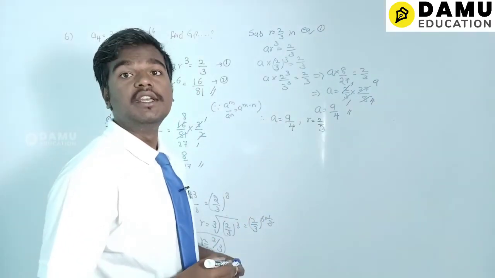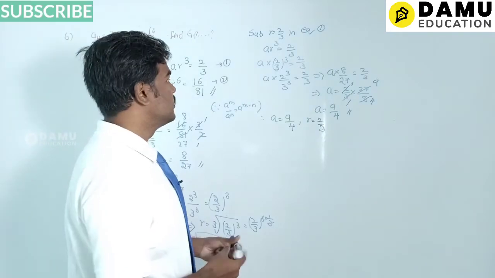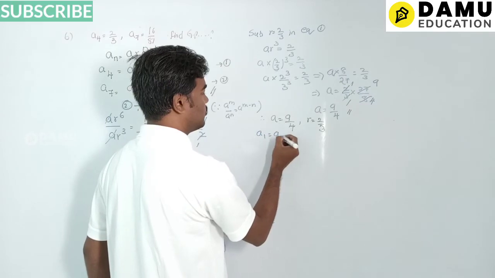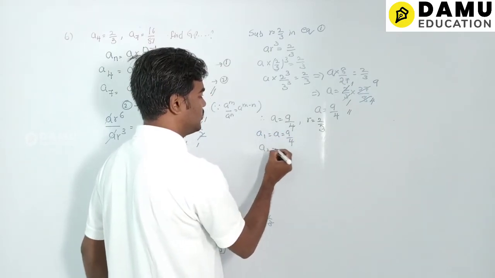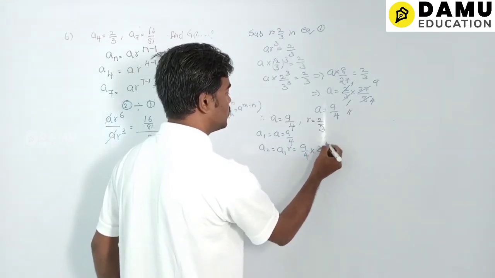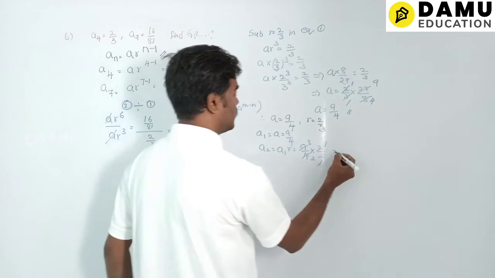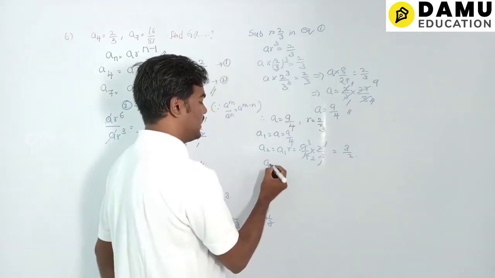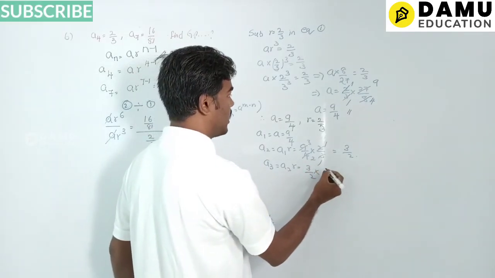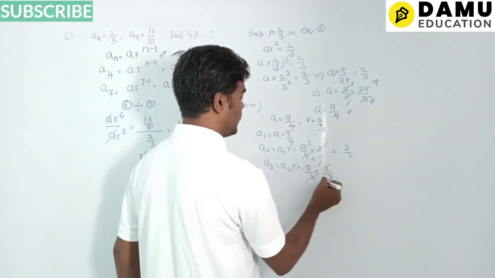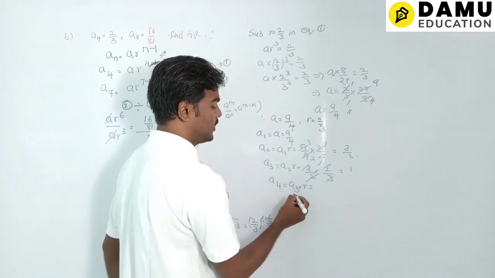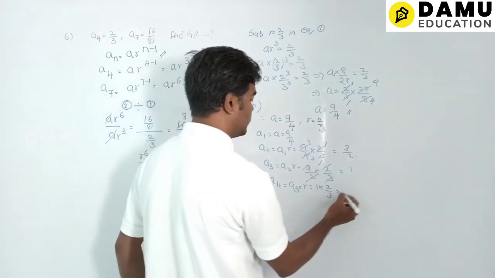Now what do we have to find? We need to find the GP. a1 will be equal to a, which is 9 by 4. Then a2 is a1 into r, 9 by 4 into 2 by 3, which equals 3 by 2. Then a3 is a2 into r, 3 by 2 into 2 by 3, which is 1. Then a4 is a3 into r, 1 into 2 by 3, that is 2 by 3.